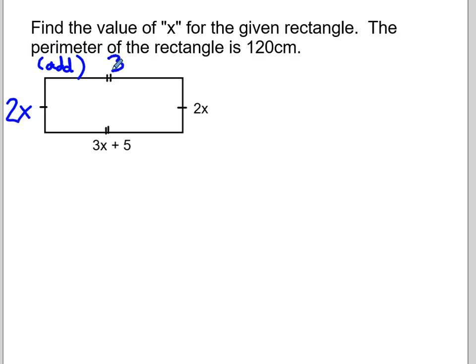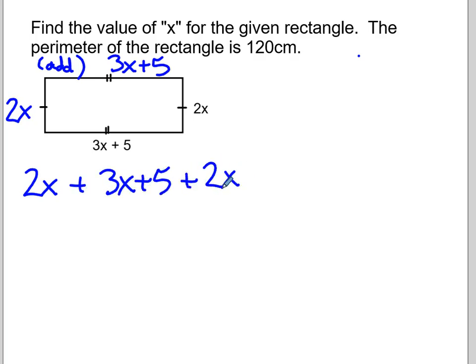So I like adding in all of my expressions. And the reason I do that is because it reminds me there are 4 sides, not 2. So if I want to add up all of those sides, I'm going to have 2x plus 3x plus 5 plus 2x plus 3x plus 5. Okay, and all of that equals my perimeter. Okay, but I've been given a little bit more information. I've been told the perimeter of the rectangle is 120 centimeters.